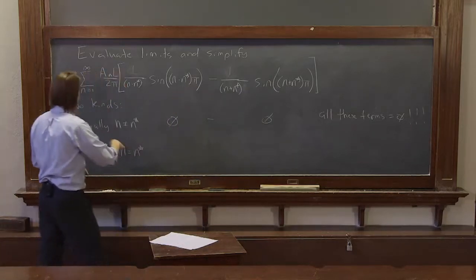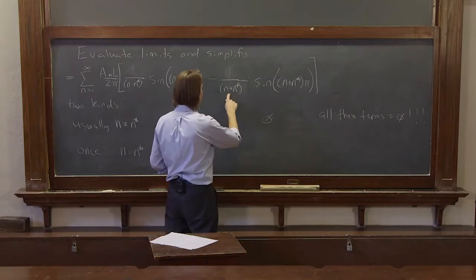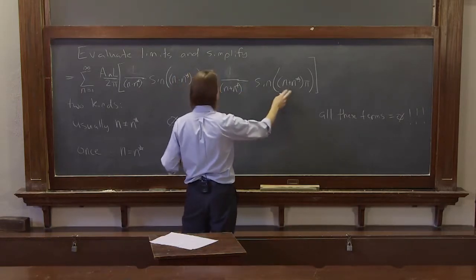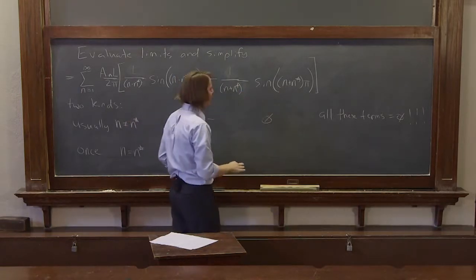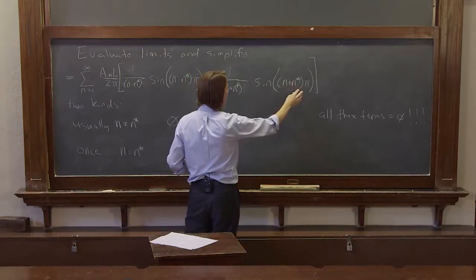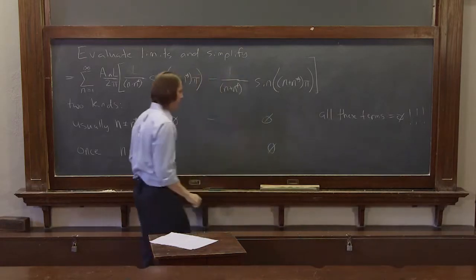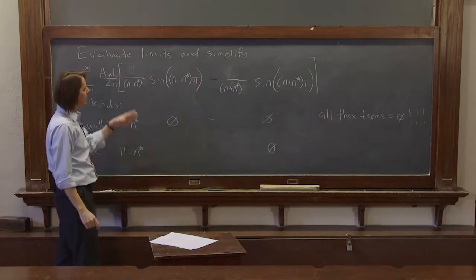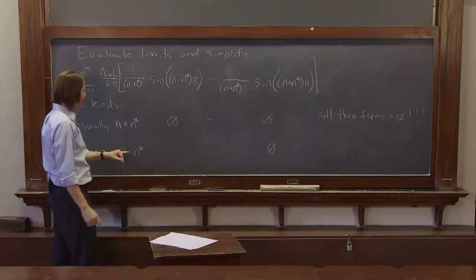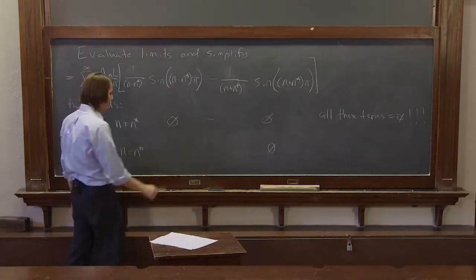So let's see what happened to n equals n star. Well, over here, if n equals n star, n plus n star is some integer. But wait, all these things are still going to be integers. So this is looking bad now. N plus n star is an integer. Sine of an integer times pi is always 0. Not good. And here, again, if n equals n star, n minus n star is 0, sine of 0 is what? 0.